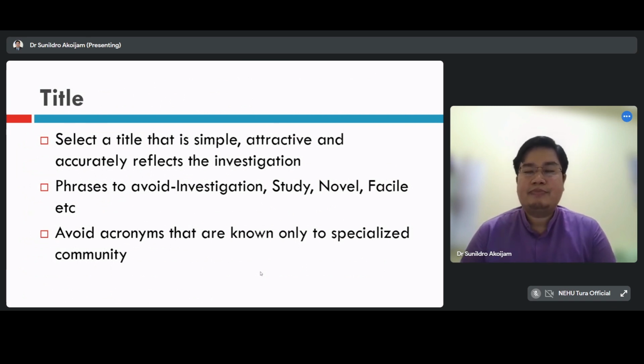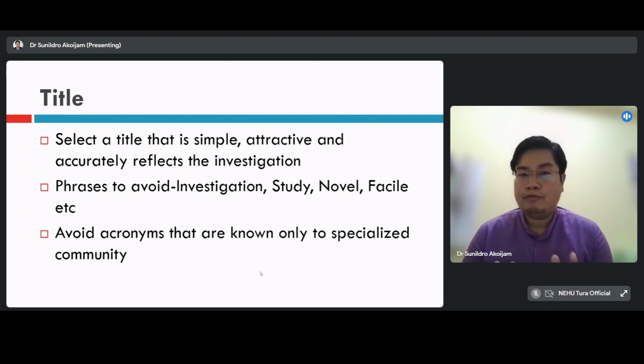So title, what kind of title should you make? Select a title that is simple, attractive, and accurately reflects the investigation. One thing you should not forget is that whatever title you are framing, it should reflect the work that you have done.